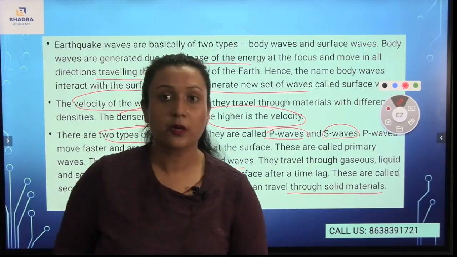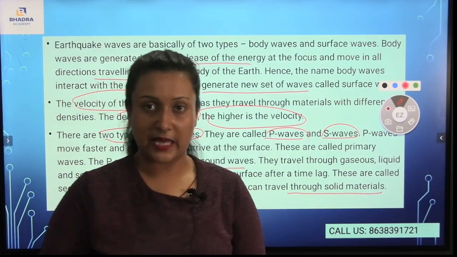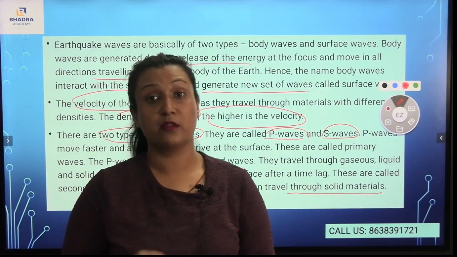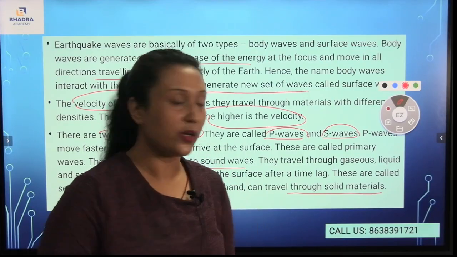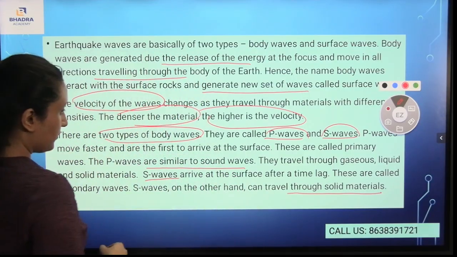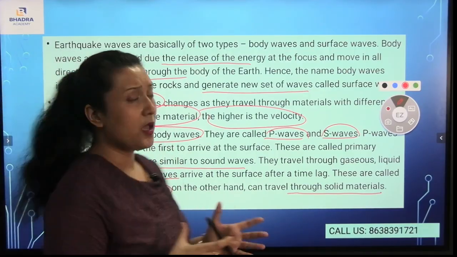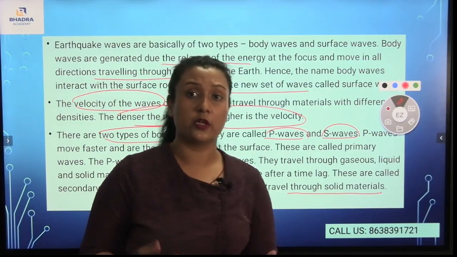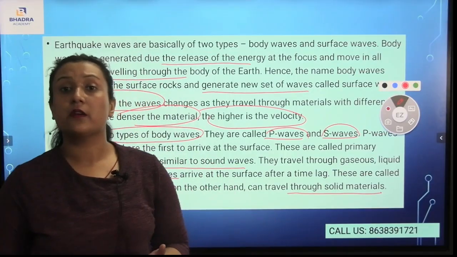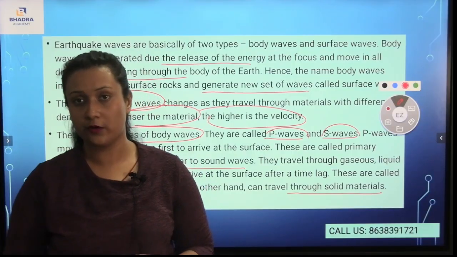You see, primary waves travel through liquids, gases and solid materials. But secondary waves travel only through solid materials. I hope this is understood regarding the primary waves and the secondary waves, and also we have understood about the body waves and the surface waves. Today we have understood about the direct sources and the indirect sources, and also about the occurrences of the earthquake.